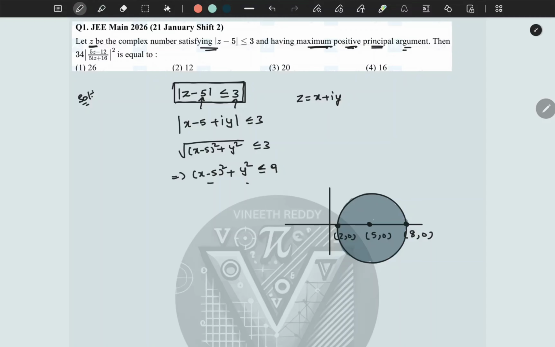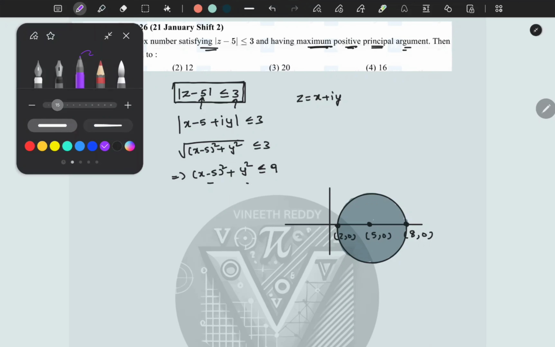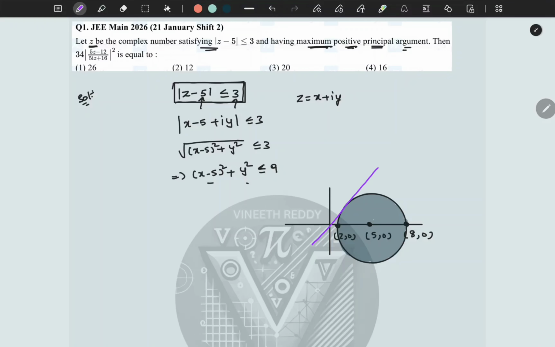Any point on the x-axis will have its argument as 0. If the circle were cutting the negative x-axis, then that point of intersection of the circle and the x-axis would become the value of z having maximum positive principal argument. But in this case, since the circle is completely in the first and fourth quadrants, what will the maximum possible argument be? It will be the line y equals mx, wherever this line touches the circle, that point will give us the maximum positive principal argument.